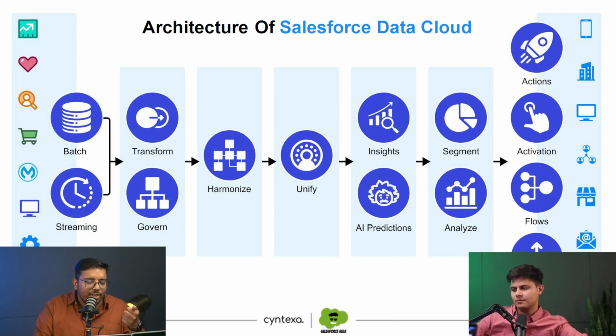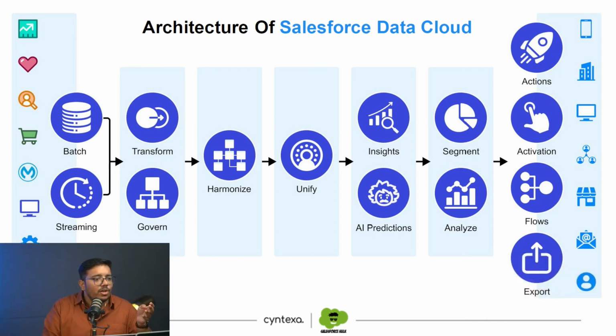So we can do insights, we can do AI predictions, and then we can do segmentation as well. We can segment the data, like I want the individuals from the New York region who are between the age group of 25 to 35. So we can do that in segmentation. We can analyze the data that we have captured so far. So that is what we do over here.